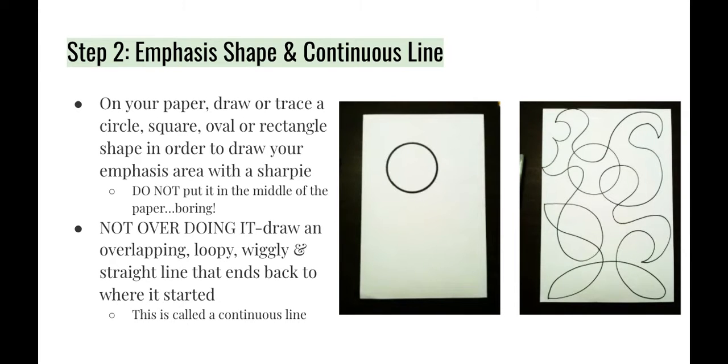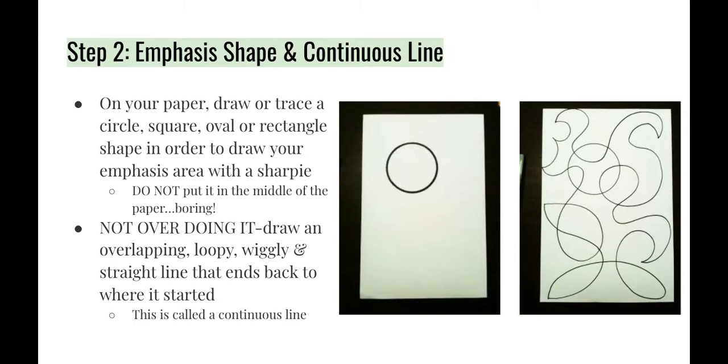Step 2, we are going to create our emphasis shape and our continuous line. You will grab a piece of paper, and you can hold your paper either horizontal or vertically. On your paper, you're going to trace or draw a circle, a square, an oval, a rectangle, even a triangle, any basic shape, in order to draw your emphasis area. Make sure you draw it with a Sharpie. Do not put it in the middle of the paper. That will be pretty boring. Put it off to the side.